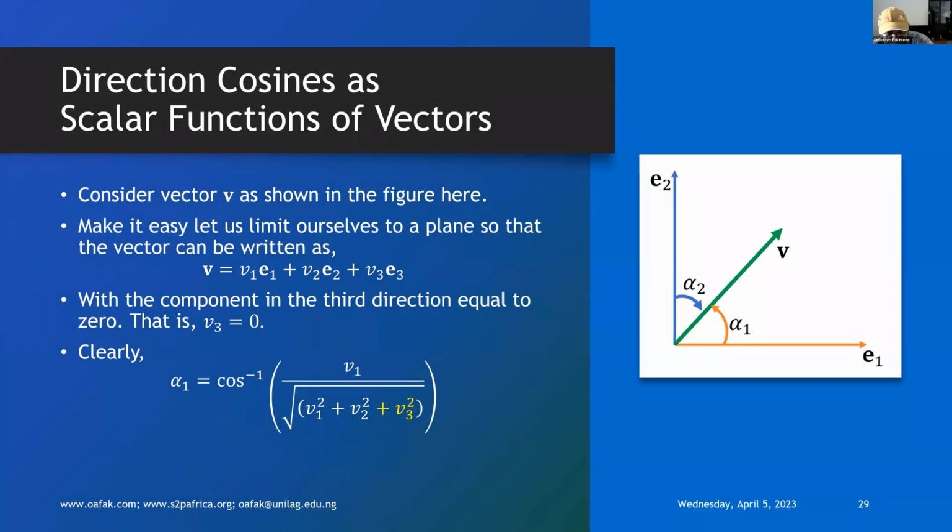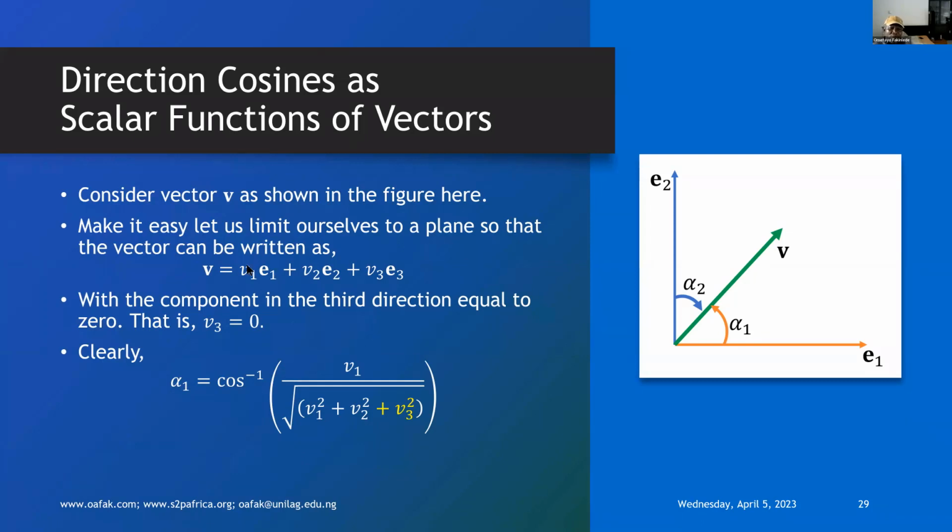And if v1, v2, and v3 are the components of the vector in the 3 coordinate directions, maybe initially we can let v3 be 0, but it doesn't have to be. Whether it's 0 doesn't matter. So clearly, alpha 1 is the angle whose cosine is v1 over the square root of v1 squared plus v2 squared plus v3 squared. If v3 is 0, then it's just the square root of v1 squared plus v2 squared, as it is in the diagram that I've drawn here. Doesn't matter. That is the first direction cosine.